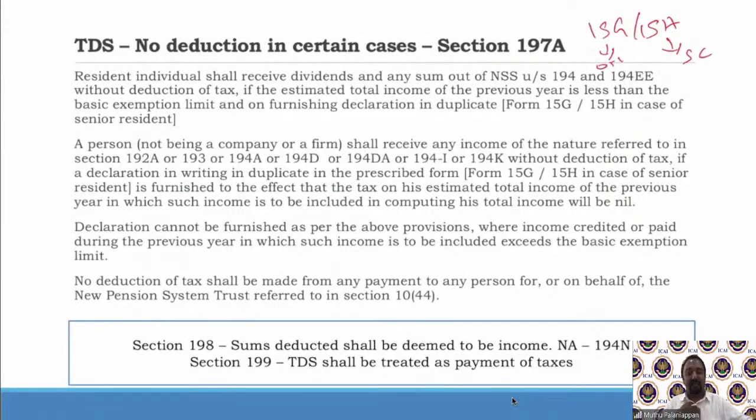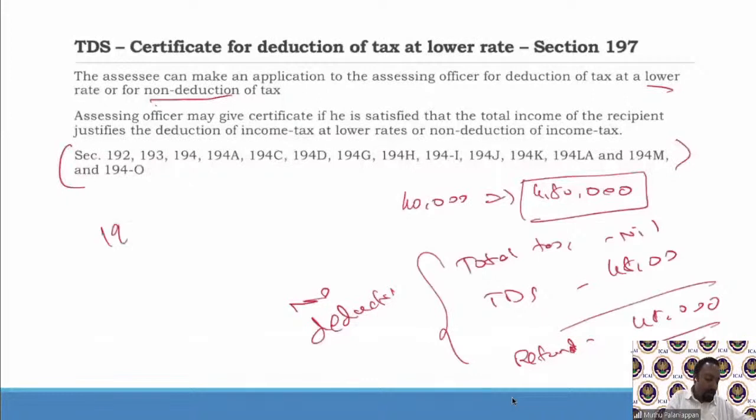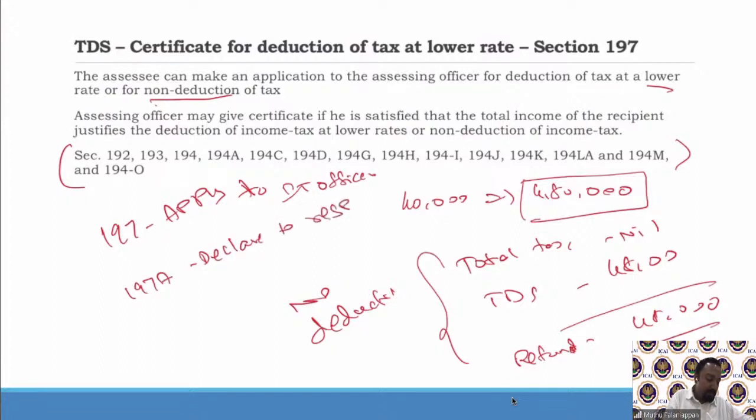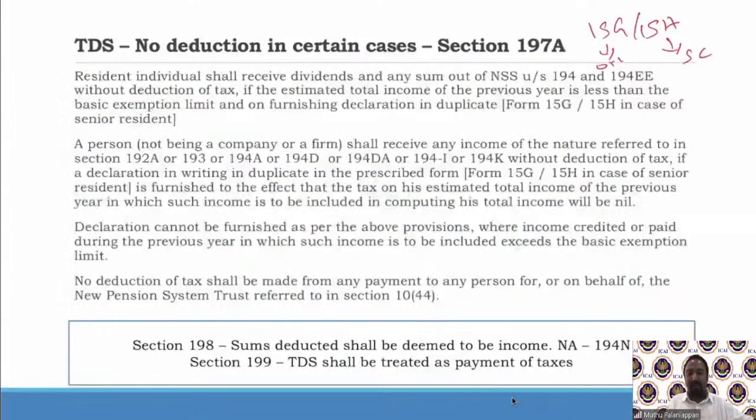If my income itself is less than 5 lakhs, I will not be subject to tax at all. For certain sections, I can give a self-declaration to the person who is supposed to pay me, saying that my income is less than the taxable limit. Similar to what we saw here, 197, you apply to the IT officer. 197A, you declare to the responsible person, that is, the person who is supposed to deduct TDS, the payer. So 197 is an application and 197A is a declaration.